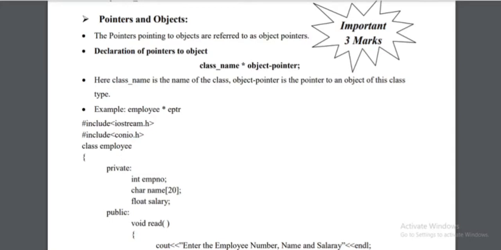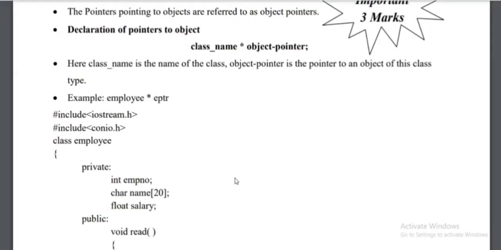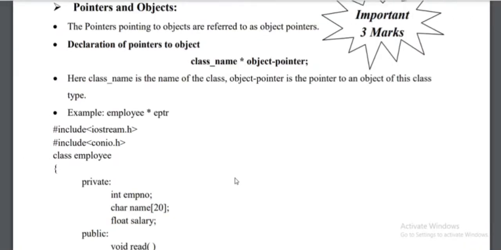Here I am continuing the pointers chapter. Here we have pointers and objects. Already we know what a pointer is and what an object is. Now we'll see the relationship between pointers and objects.